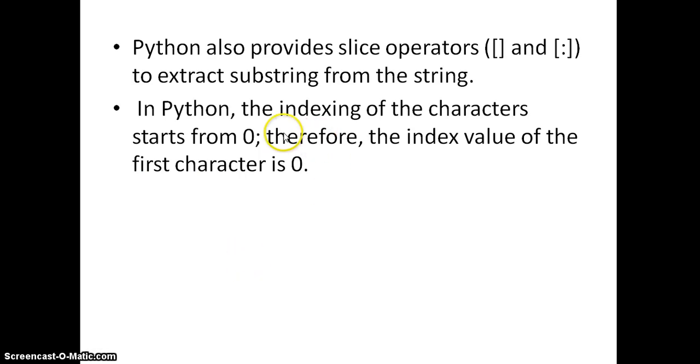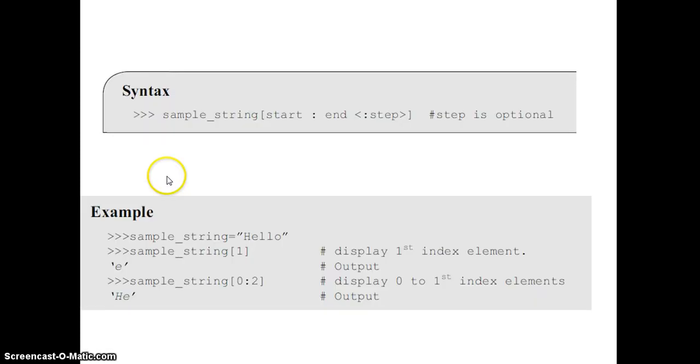Slicing operator. As we have said previously, the indexing of the characters starts from 0. So keep this in your mind: indexing starts from 0. Say for example, sample string equal to "hello". Now if I give sample string of 1, E will be displayed. If I give sample string of 0, H will be displayed.